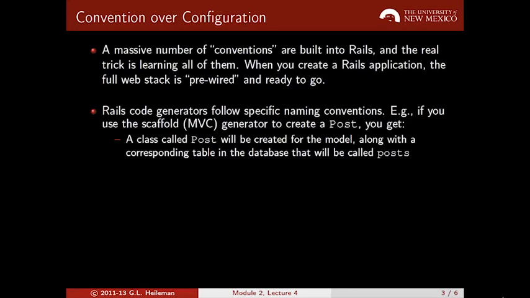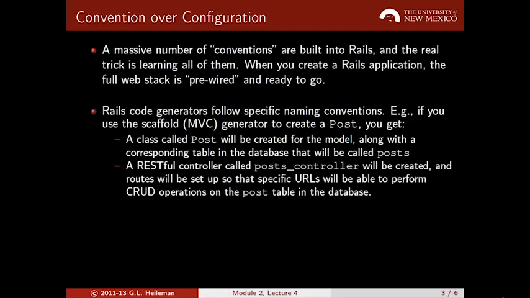If you use the model view controller scaffold generator, you get, let's take an example of one that we've already built. In our blog application, when we created the post scaffold, you got a class called Post given to you automatically. And look in the code and you'll see it there. In addition, there was a database table created for you called posts. There's a RESTful controller created for you called the Post controller. Look inside the controllers directory and you'll see it.